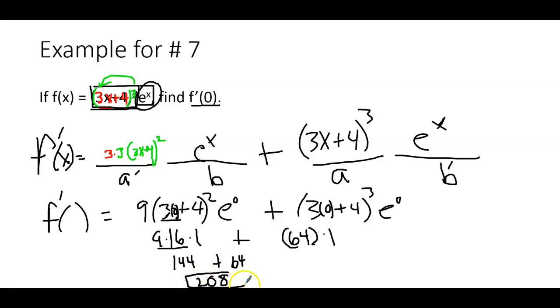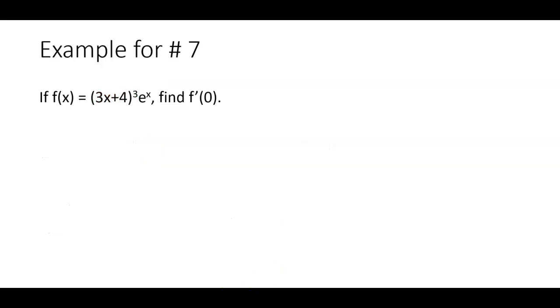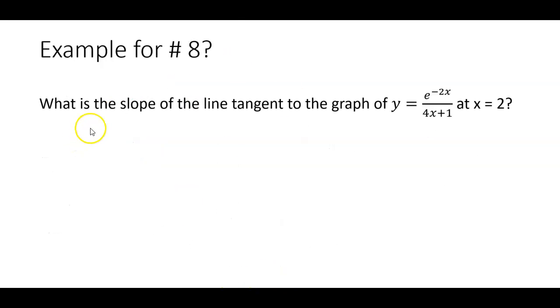208, it looks like. All right, so that would be my final answer. So basically, I did the product rule, and then I plugged in my number, which gave me 208, final answer. That's a pretty steep slope.